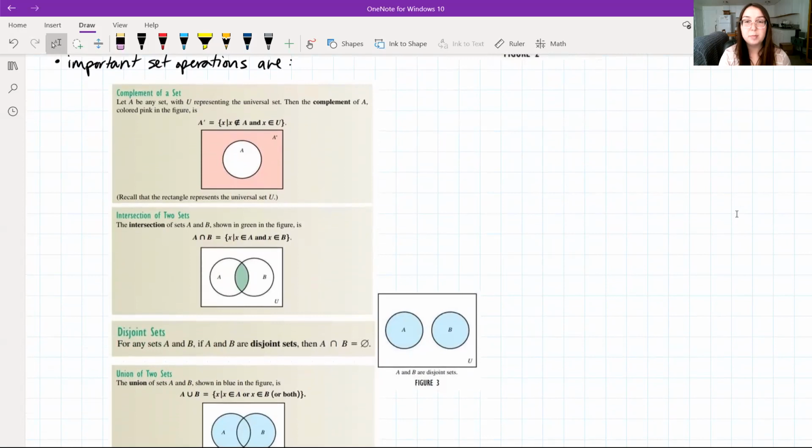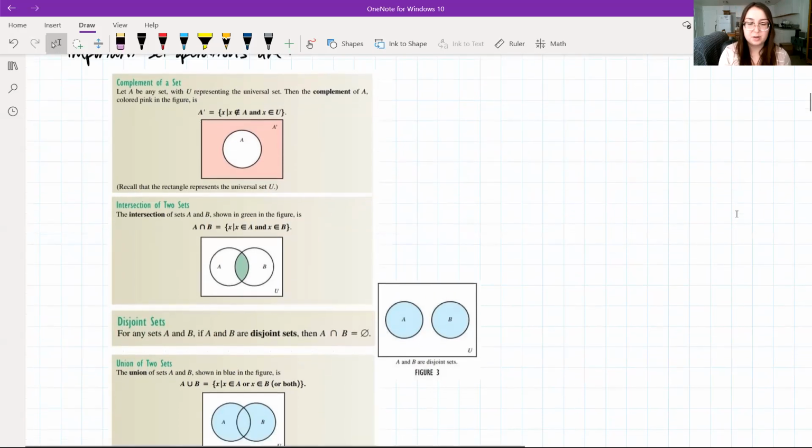So we have the complement of a set. Let A be any set with U representing the universal set. The complement of A, colored pink in this figure, is written A prime, with an apostrophe. So A prime is equal to the set of X where X is not in A, but X is in the universal set U. Remember that our rectangle represents our universal set U. Sometimes it's labeled and sometimes it's not, but a rectangle outside of your circles just represents your universal set.